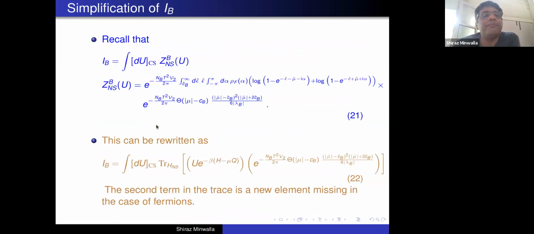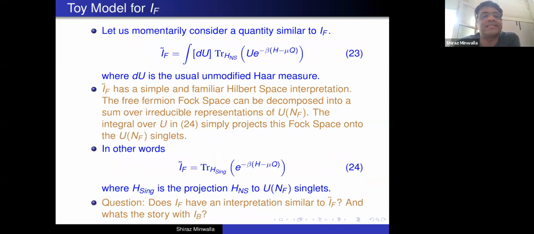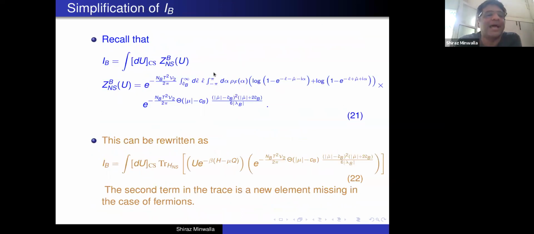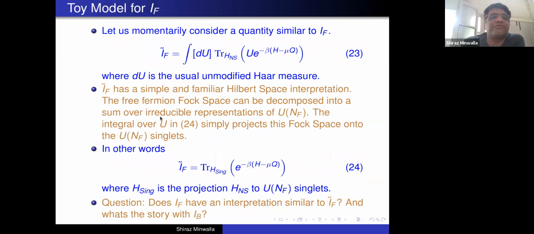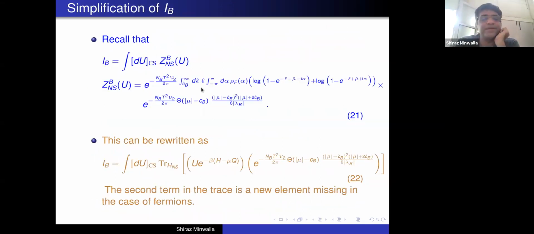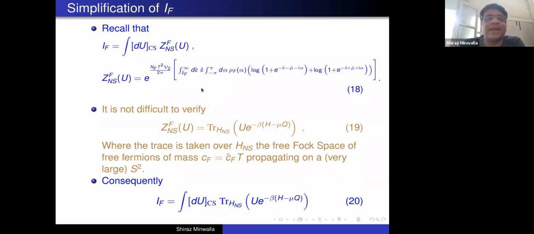Now let's look at IB and IF. IB and IF were these quantities. I'm going to start with the fermions. So let us first start. The fermions went this way.